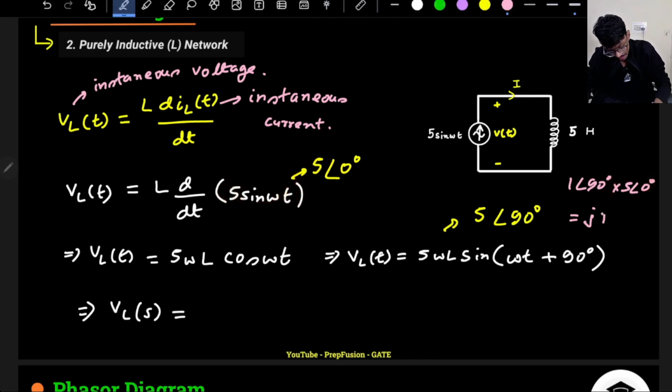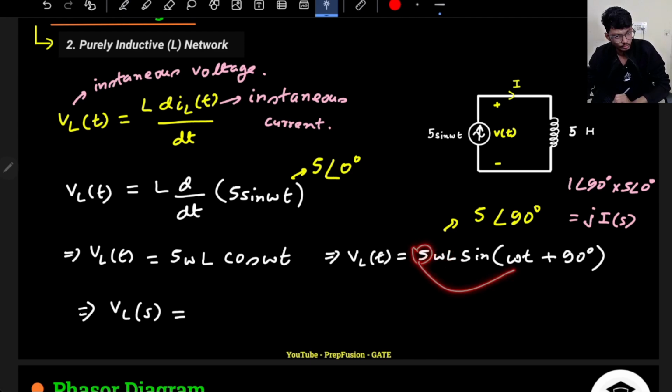So this will be I(s) in the frequency domain, because it is a function of frequency. If you don't understand s, you can ignore s for now, that is not important. Just for proper notes I have to write everything. s is basically the Laplace domain variable. So this will be j I(s), and of course there is an omega L here. This omega L I did not take, I just took 5 sin(omega t plus 90).